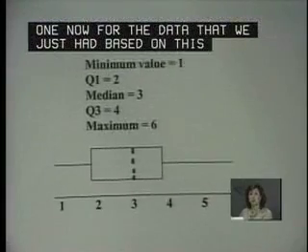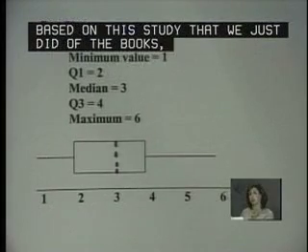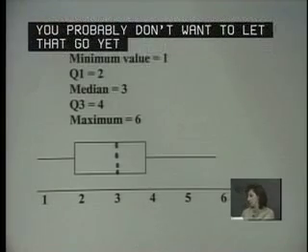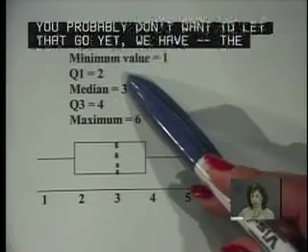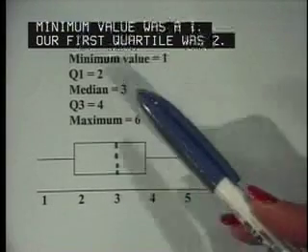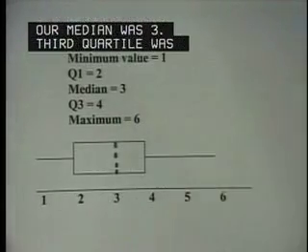Okay, based on this study that we just did of the books, because I know that was an exciting study and you probably don't want to let that go yet, we have the minimum value was a 1, our first quartile was 2, our median was 3, third quartile was 4, and our maximum was 6.